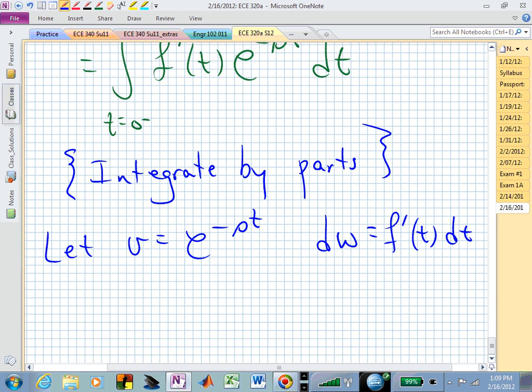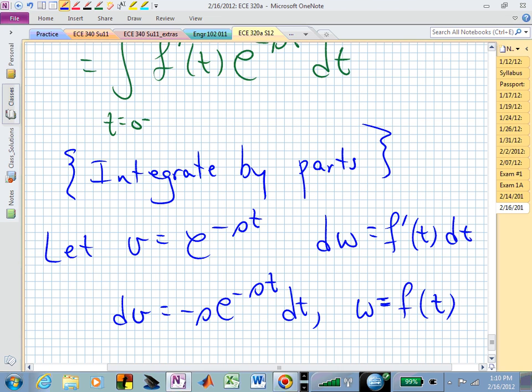And you've already integrated v, so it shouldn't be too hard to differentiate v. What's that? Minus s e to the minus st dt, because we wanted the differential. And now we want to integrate f prime. Well, that's just by definition of what the derivative is. Now we want the antiderivative. So there's our f of t.